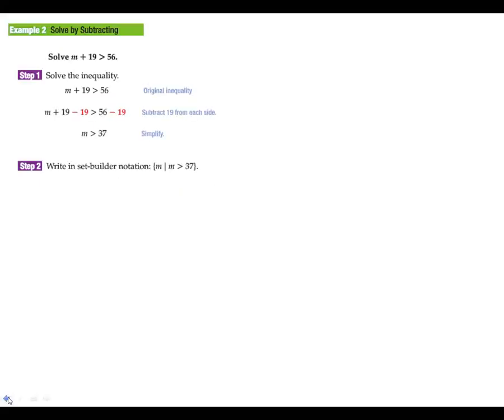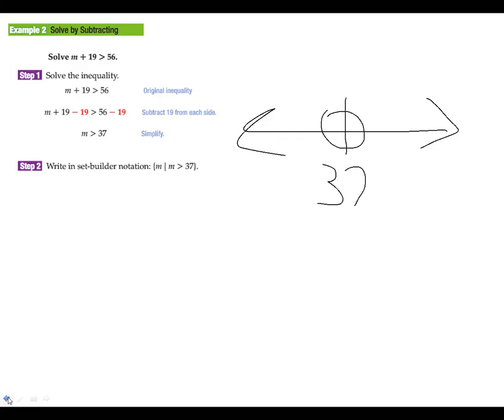If we were to graph it on a number line, you would just put 37, an open circle because it's strictly greater than, it's not or equal to, and then shade everything to the right. Okay? Here's one for you to try. Go ahead and solve p plus 8 is less than or equal to 18, and graph it too, just so you can see if you graph it correctly. Go ahead and pause the video.